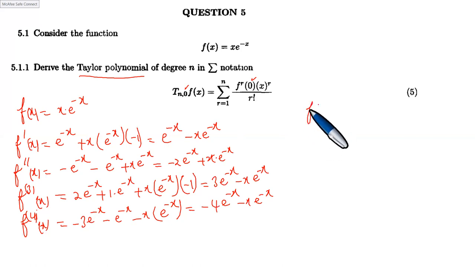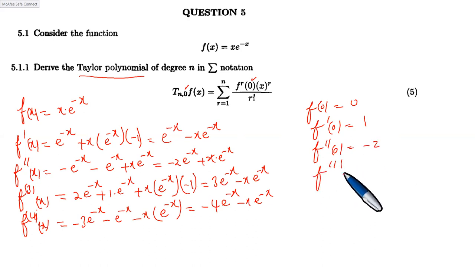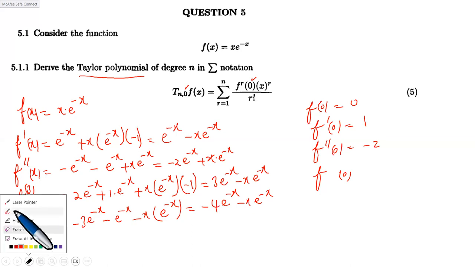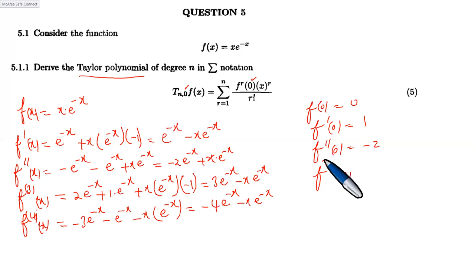Right. From this, we're able to get f at 0 is 0. f prime at 0 is 1. The double prime at 0 is only going to be minus 2. For the third derivative, I've put a 3 on top here, so I'll maintain that, right, for consistency of the notation, so it is 3 here, and this is exactly 3 there. The fourth derivative here, which is minus 4. Right.